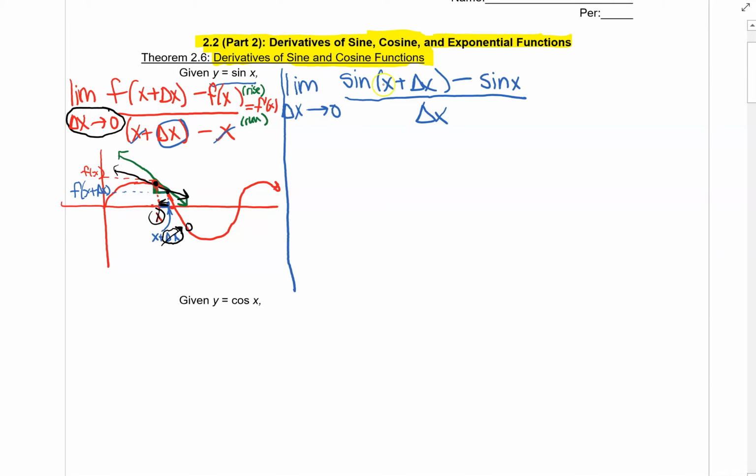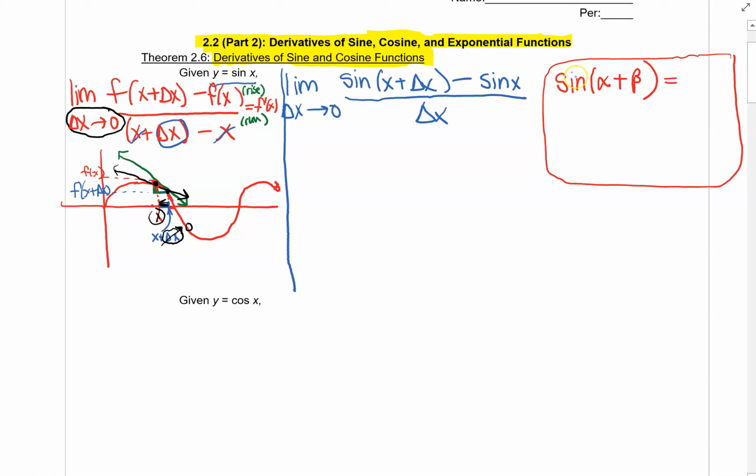Okay, so here's the expression I get when I plug in sine for f of x. I get sine of x plus delta x minus sine of x all over delta x. And I can't really simplify that right now, but what I can use is a sum identity. So we can think of that as sine of alpha plus beta, or sometimes it's a plus b. I'm not sure how it was done in your pre-calc class, but at any rate, this is where you have to use an identity to figure out what sine of alpha plus beta is. And the identity says it's sine alpha cosine beta. So you take sine of the first angle times cosine of the second one, and then plus cosine of the first angle times sine of the second one.